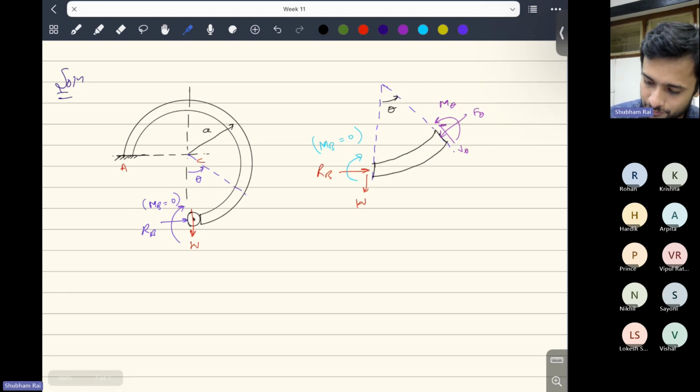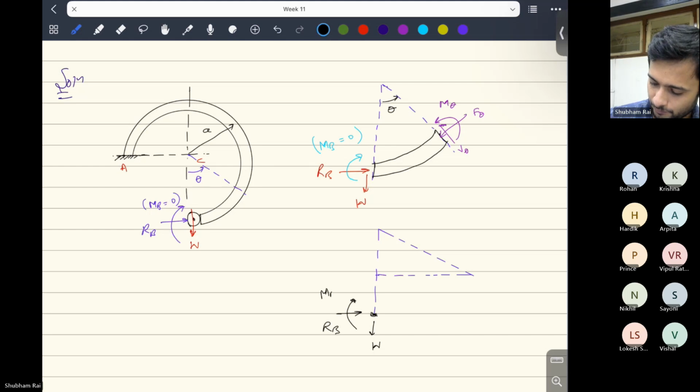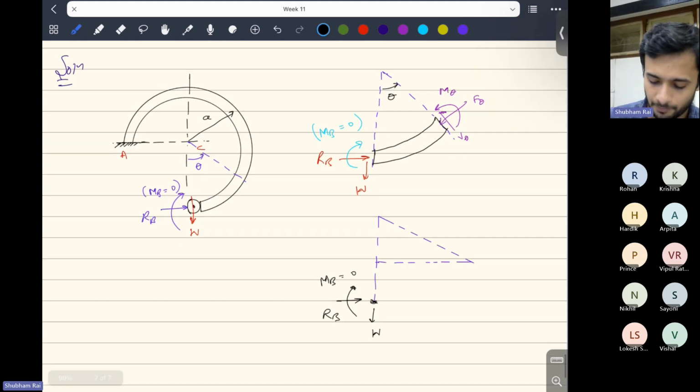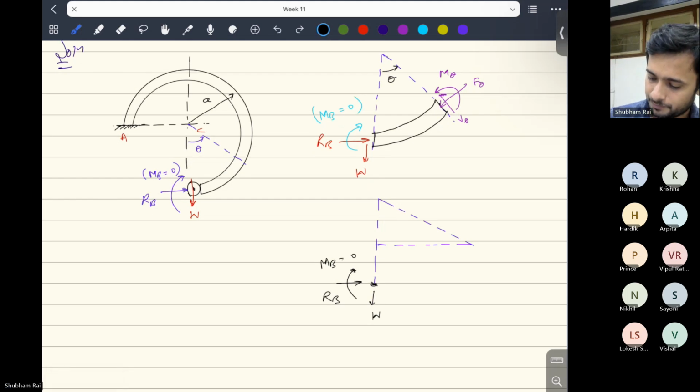So how will you write all these forces? I'm just drawing a few things. Let's say you have this point B here. At this point B you have W acting and RB acting, and you have this MB also, but that is 0. Okay, we will initially take MB, but later on we will differentiate, then we will put it equal to 0. So this theta is 0.